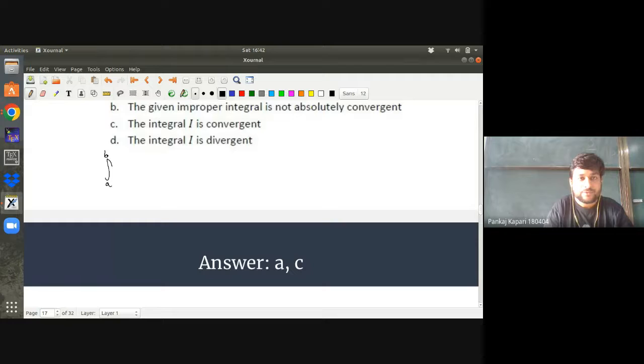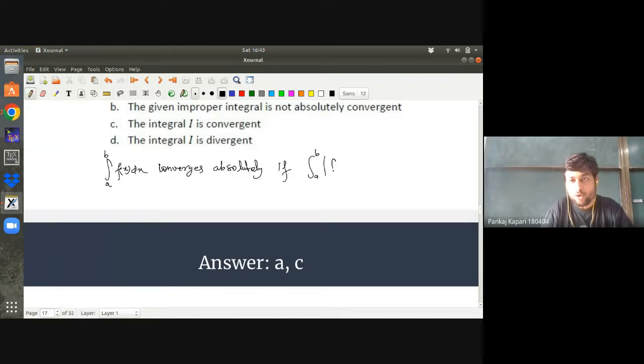from a to b, where a and b can be infinity or finite values, we say that the integral of f(x) dx converges absolutely if the integral from a to b of the modulus of f(x), where you take the non-negative values, converges. So when you take the modulus of the function and then take the integral, if that integral converges, then you say that the original integral converges absolutely.